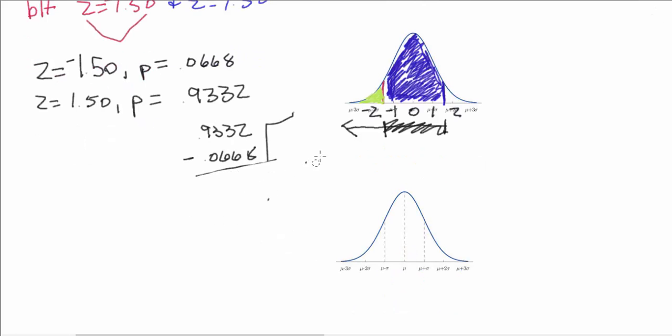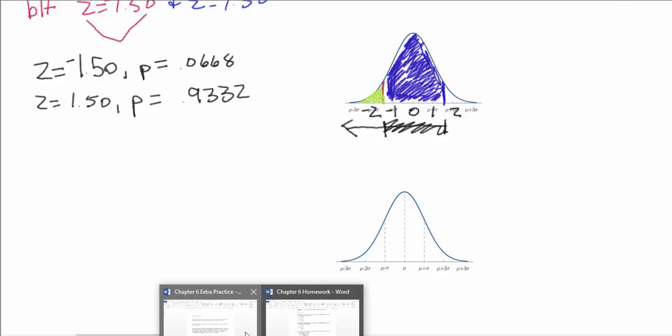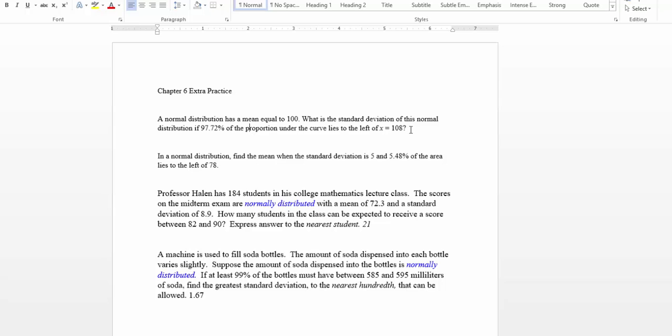The next question is going to be slightly more complicated. So let's see what we can do here. This is not from your homework, but there are questions like this on your homework. So here it is, this first one right here. A normal distribution has a mean equal to 100.